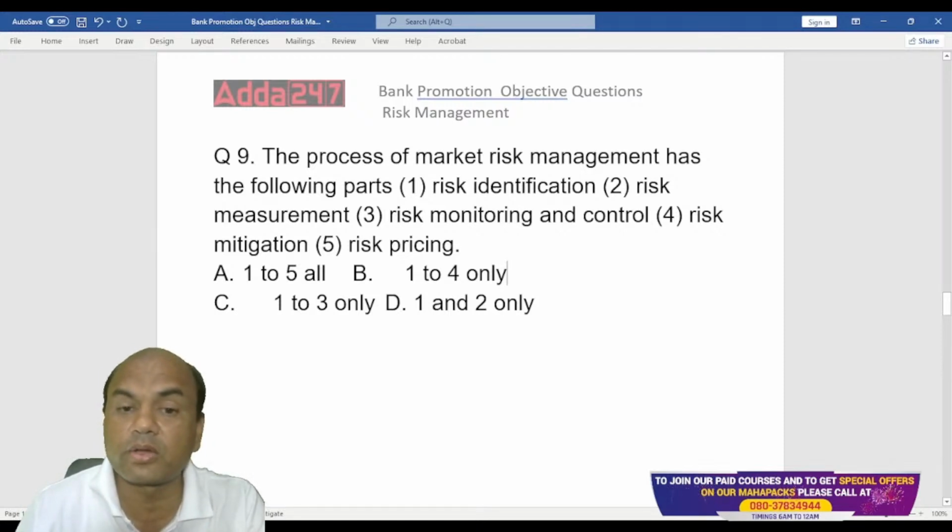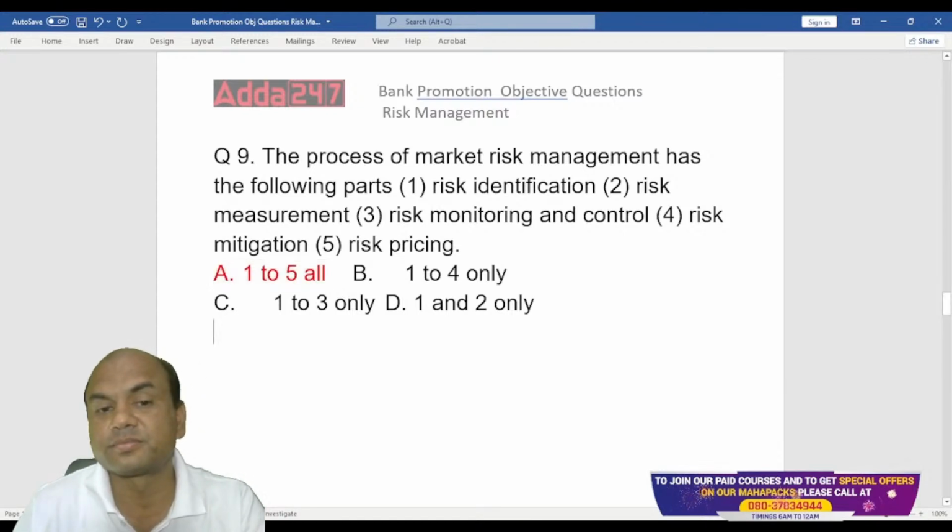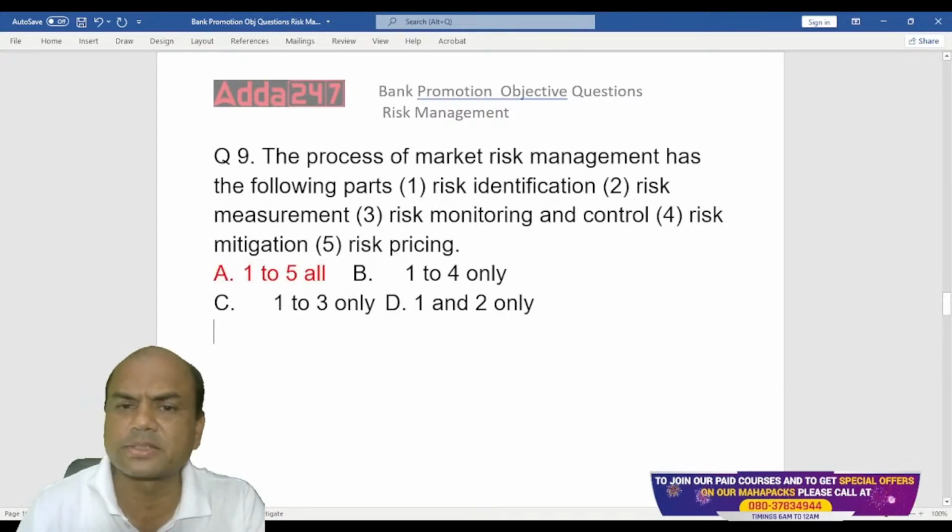The options are: 1 to 5 all, 1 to 4, 1 to 3, and 1 and 2 only. So it is A, correct. 1 to 5 all, that is the answer. All of them are the parts of risk management.